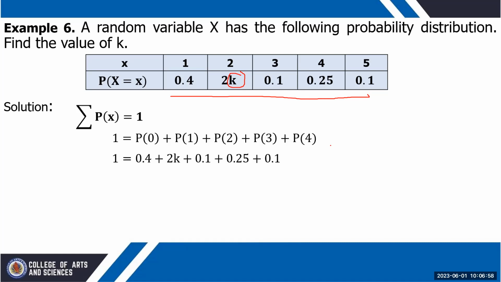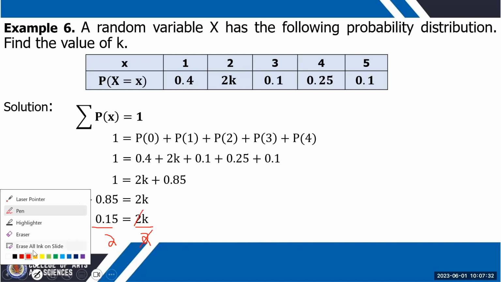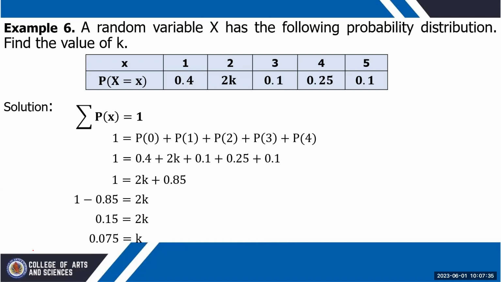Since ang goal natin is maiwan si 2K, pag-addin natin ang iba. So, that gives you 0.5. Now, to get K alone here, transpose natin to the other side, which will give you 1 minus 0.5 equals 2K. Ngayon naman, subtract. And then, para mahanap si K, we should divide 2 on both sides. So, that will cancel, and that will give you K is equal to 0.075.